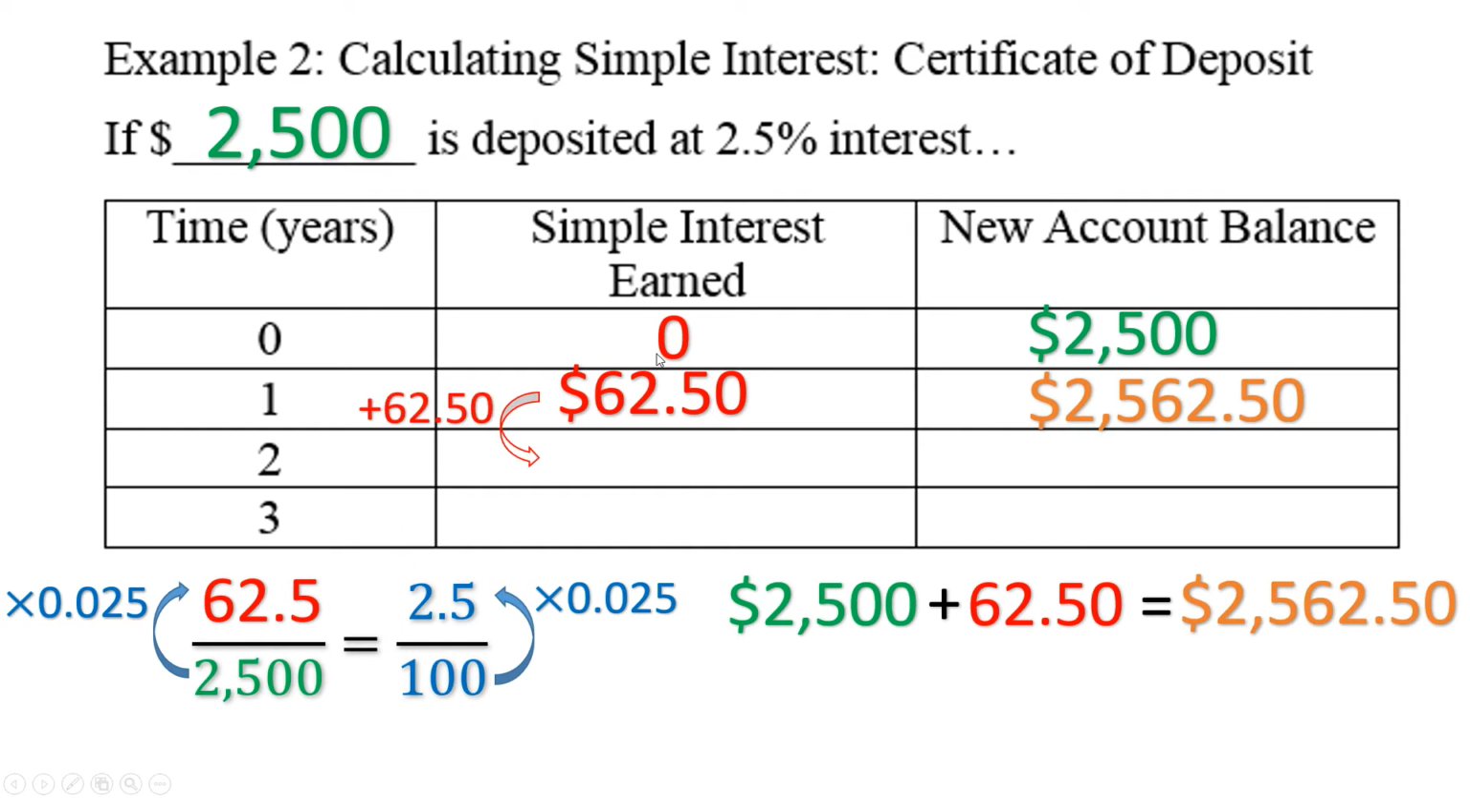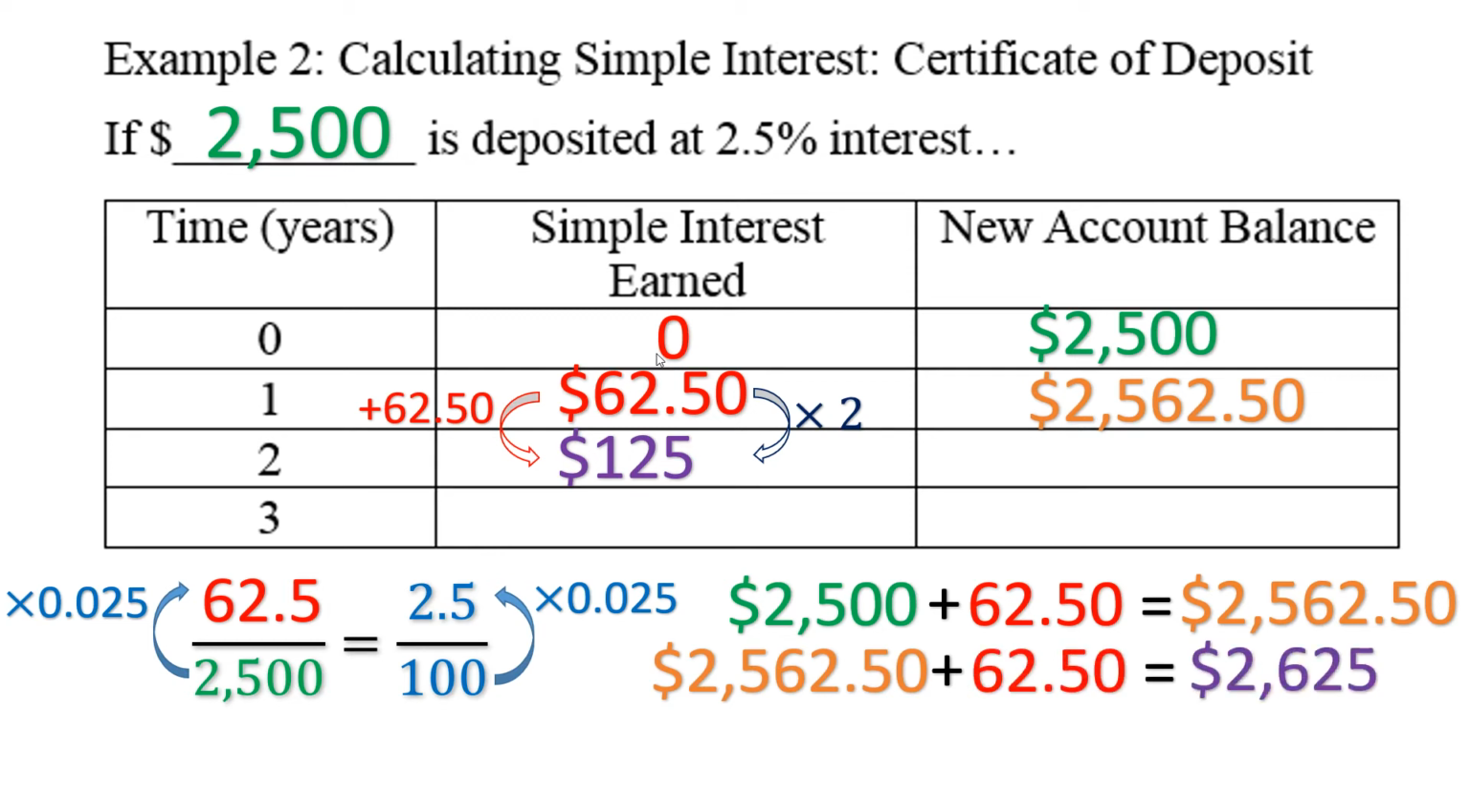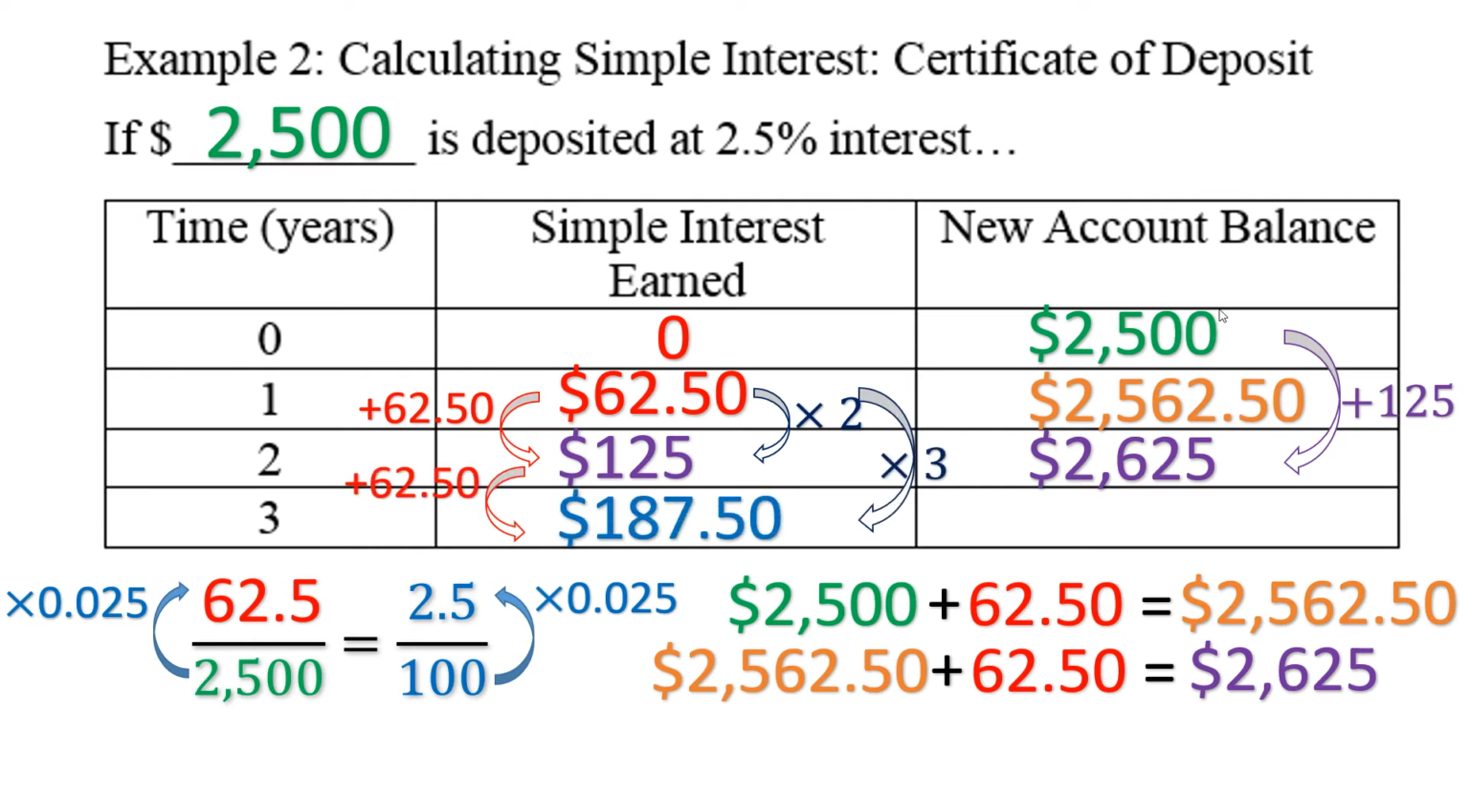Now, after 2 years, this amount is just going to double. You're going to get another 62.50. So 62.50 plus another 62.50, or multiply by 2, and you get $125. Now the new account balance is going to be an additional 62.50. So you would take this amount and add 62.50 more, and you get $2,625. Now, if you wanted to use this number, you'd have to go to the original account balance and then add the 125, and that's how you get the same value. So going from here to here, you're adding 2 years worth of interest, which is $125. And then 3 years, we add $62.50 more, or we multiply our interest for 1 year by 3.